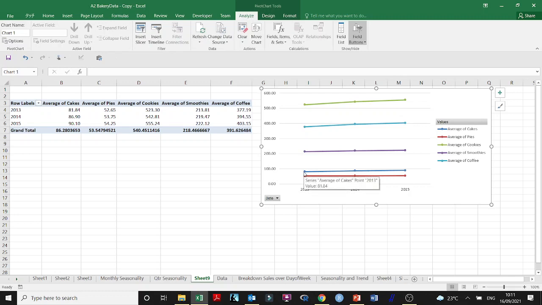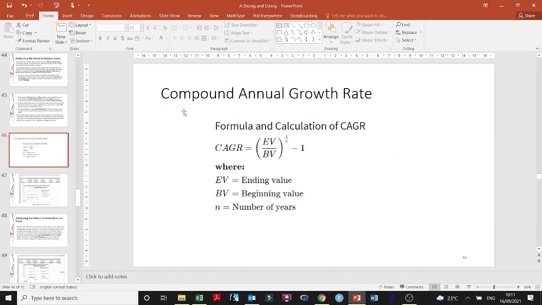So, over the years, no significant increase in the average of pies. Let's say that you are old and cranky like me and you can't see even with the chart. So you are going to use the compound annual growth rate to find out if there is any growth or not. And then later I'm going to remind you of something very interesting that you took in Principles of Management that will help you interpret this further. All right, let's take a look.